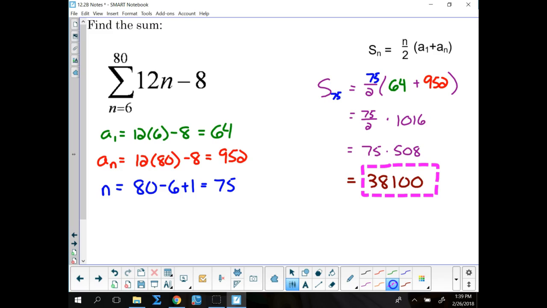What if this would have went till infinity? Could I have found it? If my end would have been infinity? Can I find the sum of an infinite arithmetic sequence or series? No. No. Because the numbers just keep growing or they keep getting smaller. Right? Okay.